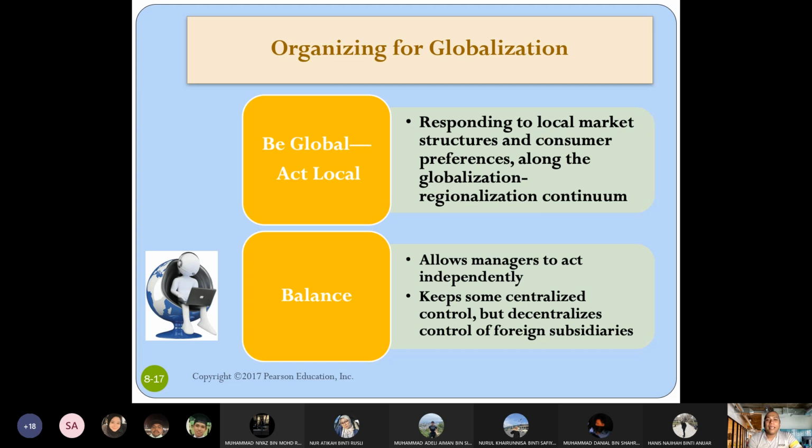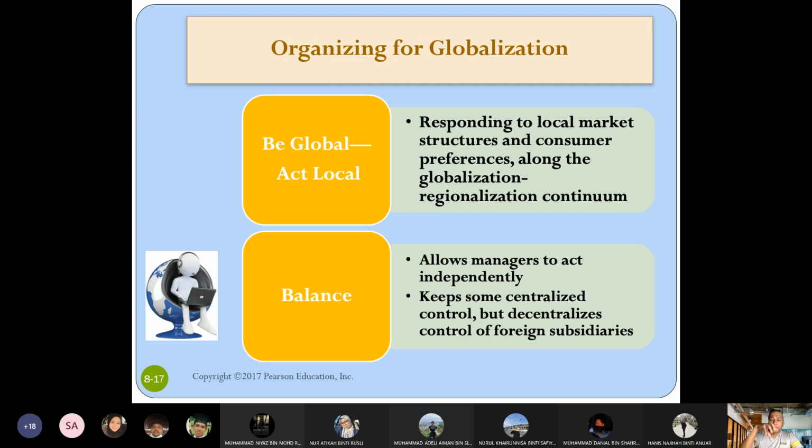Another way of organizing for globalization is balance. Balance allows managers to act independently, and keeps some centralized control, but with decentralized control of the foreign subsidiary.